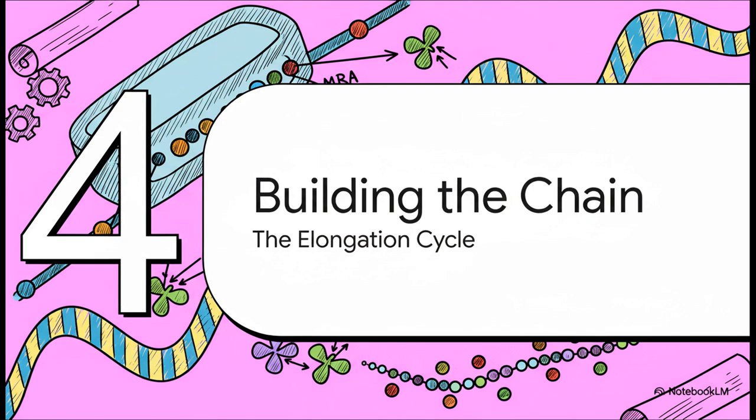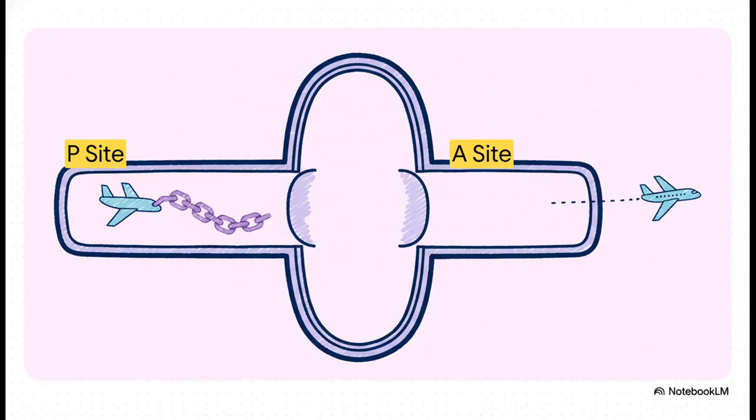This next stage is called elongation, and this is where the real construction happens. It's this beautiful, rhythmic cycle. Inside our ribosome factory, there are basically 2 main workstations. You've got the P site, which is easy to remember because it holds the growing peptide chain. And you've got the A site, which is the landing pad that accepts the next amino acid delivery. This 2-site setup is the key of the whole shebang.